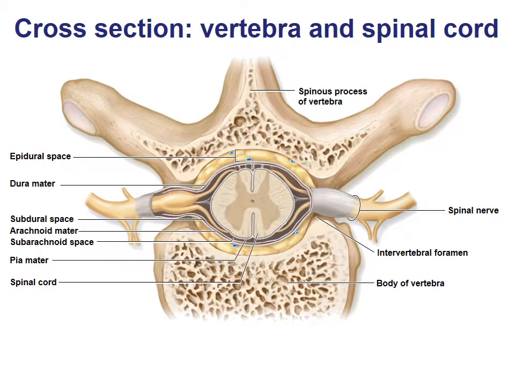This cross-sectional view shows us the adipose-filled epidural space, as well as the three meninges and subarachnoid space. We also see the spinal nerves entering the intervertebral foramen. And lastly, note the anatomic position of the spinal cord. This black line marks the anterior from posterior sides.